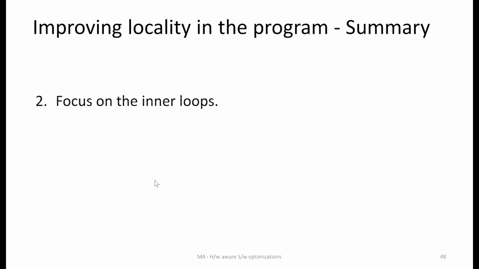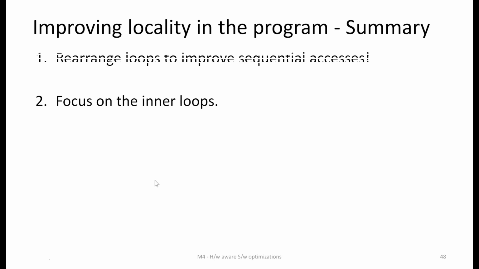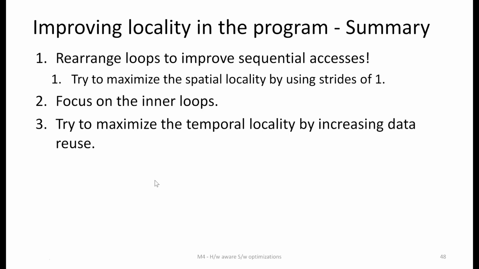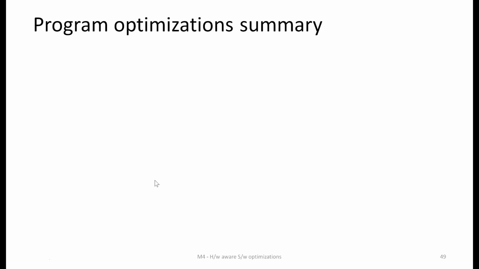So in summary, the first point is to look for rearranging the loops in order to improve the sequential accesses. That is, we are trying to improve the spatial locality by using stride of 1 to the best. Focus on the inner loop and try to maximize the temporal locality and try to increase the reuse distance. Try to increase the data reuse, and therein we saw blocking.